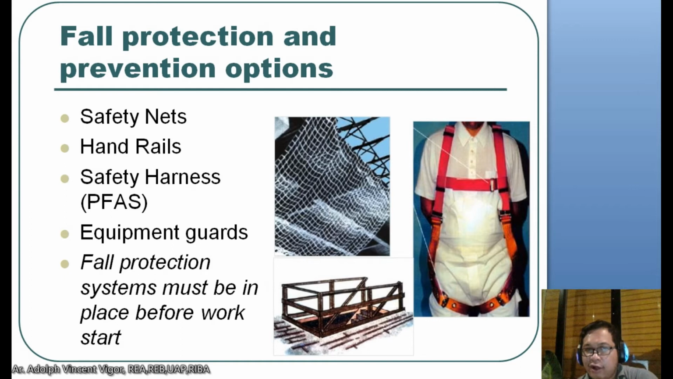So these are the fall protection prevention options. You can add safety nets. So if you fall at a high rise building, there's a net which will catch you. You could also add handrails, safety harness like this one. Then you also have equipment guards. Then fall protection systems must be in place before work starts. Okay. This is not something class that you should use during the start of the work itself. So before the work commences, all these should already be in the site.